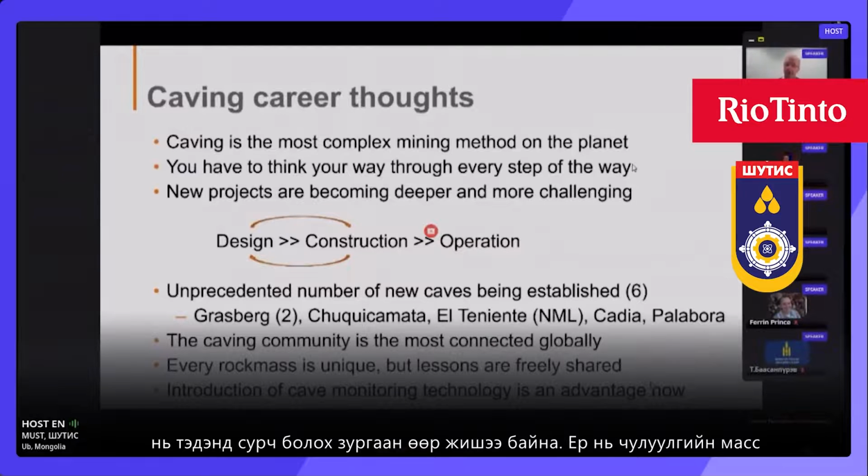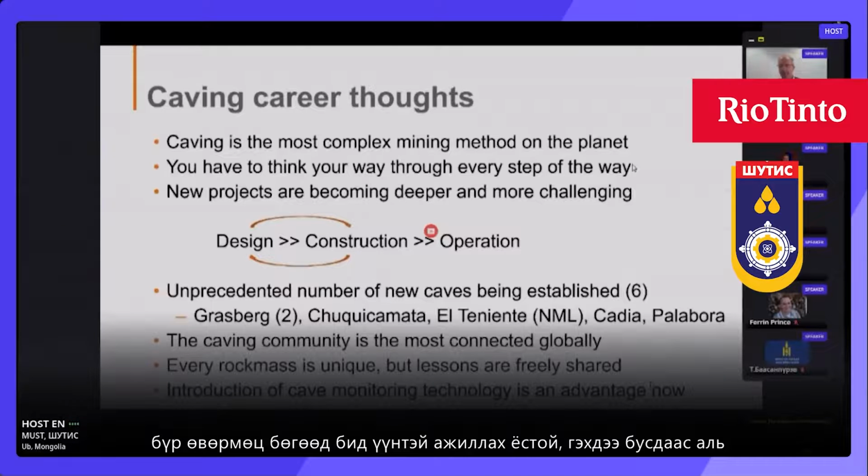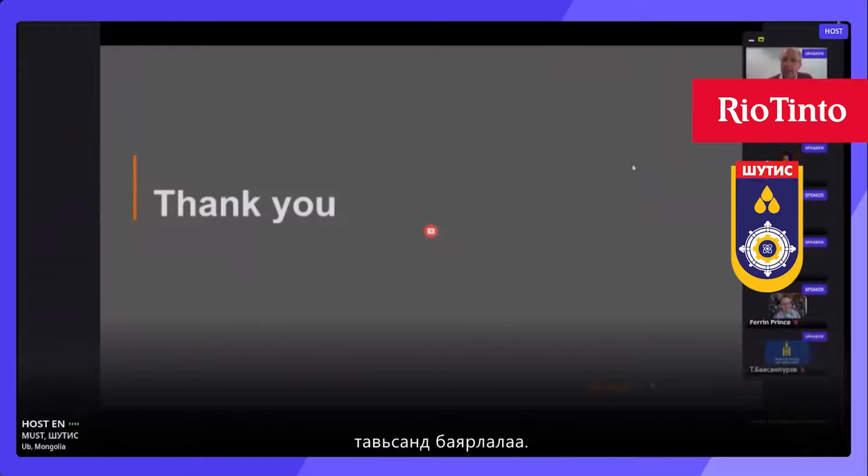As I said in the previous slide, another huge advantage we have these days compared to 15, 20 years ago is the level of technology, and that is going to help us even more as we go through and develop the caves, because that technology is advancing by the year. So I'll leave it there, and thank you for your attention.